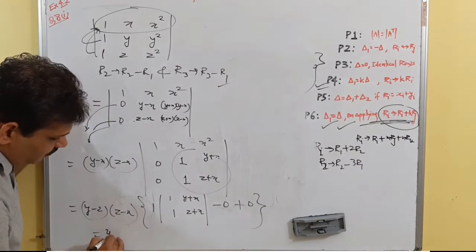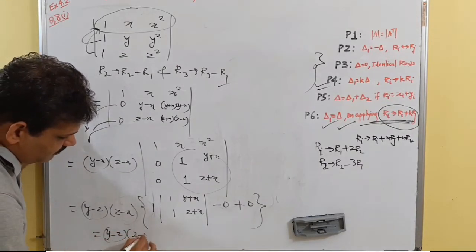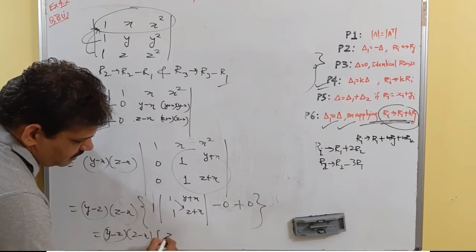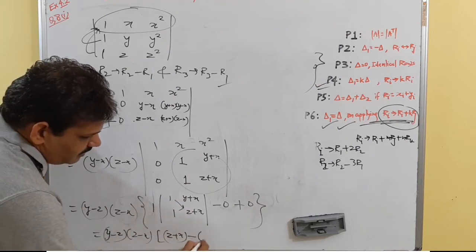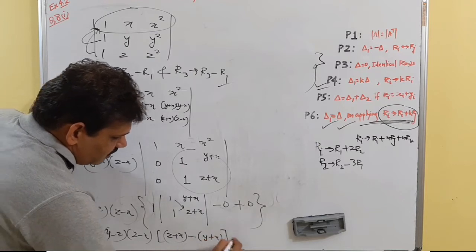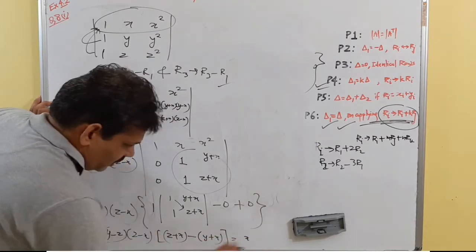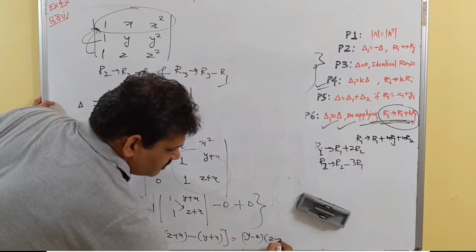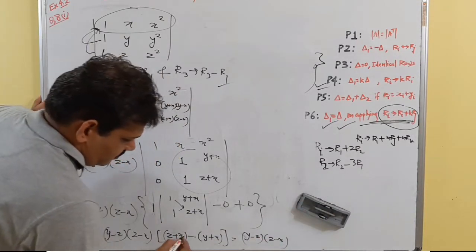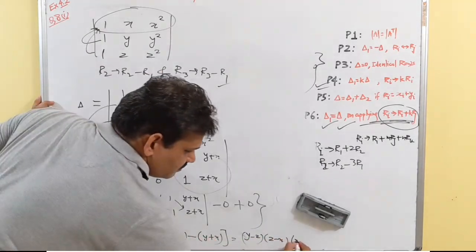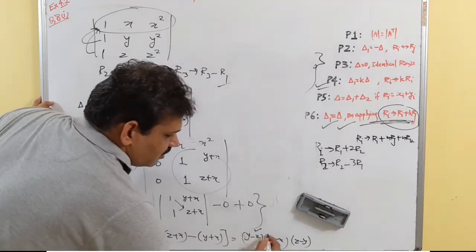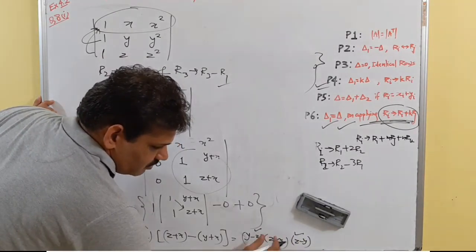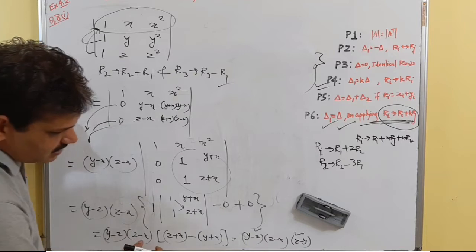So finally y minus z, z minus x, and this simply gives us z plus x minus y plus x, and simply y minus z into z minus x into, now x will be cancelled out, z minus y. We take minus sign common from these two, so this gives y minus z, z minus x.